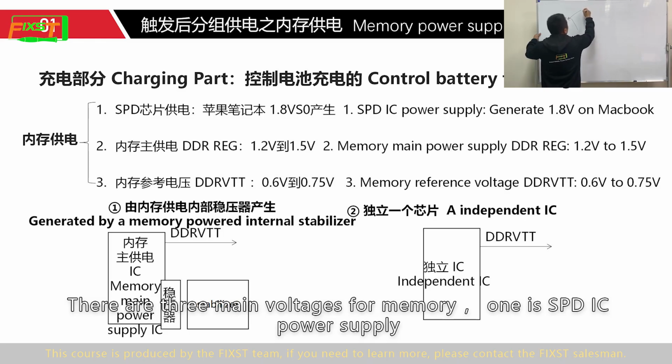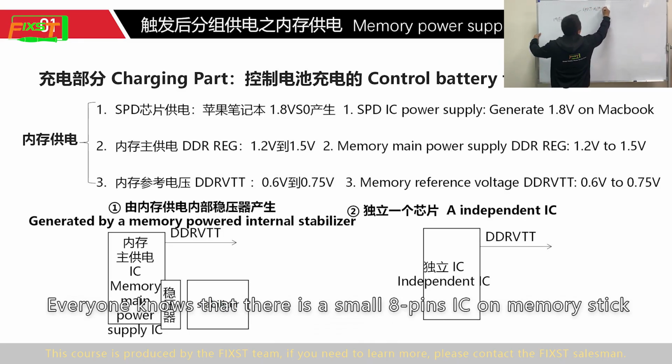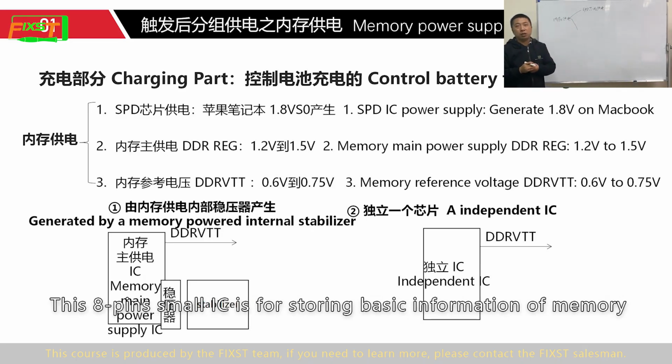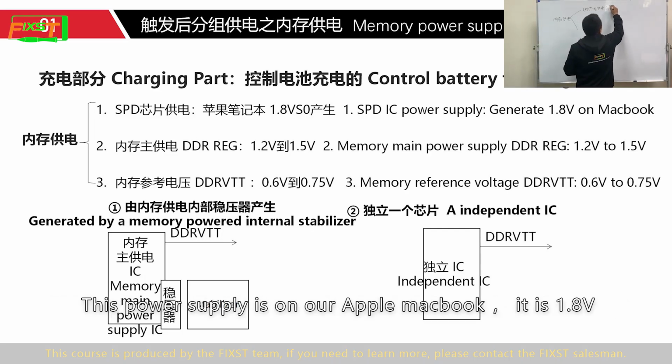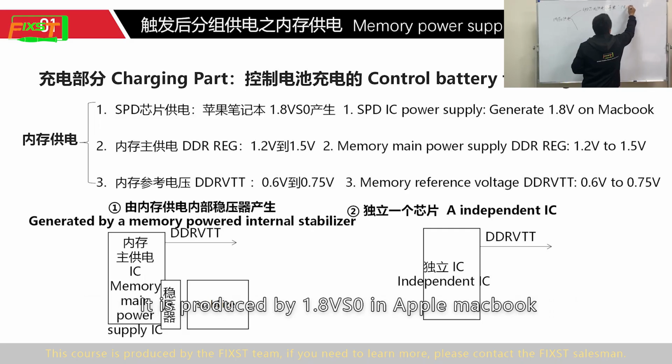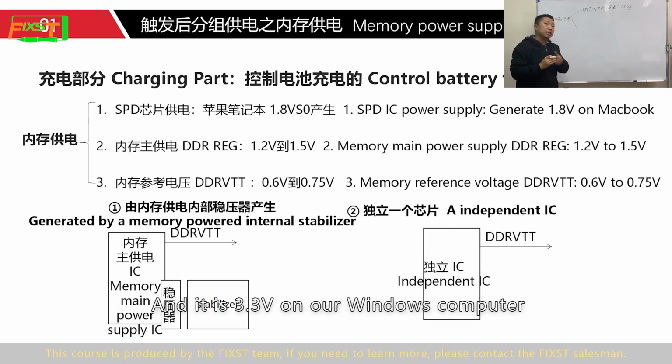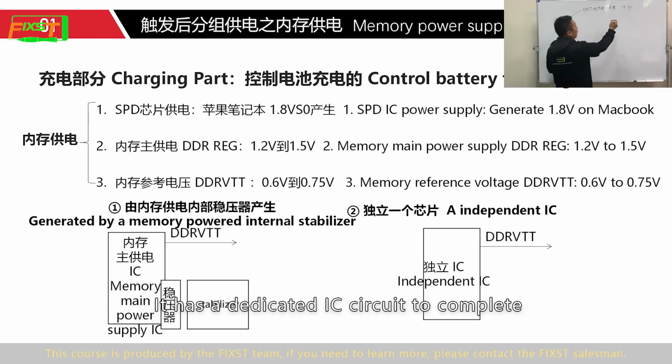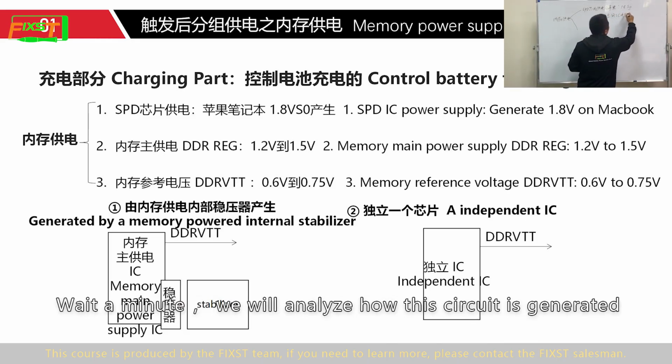There are three main voltages for memory. One is the SPD IC power supply. Everyone knows that there is a small 8-pin IC on the memory stick. This 8-pin small IC stores the basic information of the memory. This power supply on our Apple MacBook is 1.8 volt. It is produced by the 1.8 VSO in the Apple MacBook, and it is 3.3 volt on our Windows computer. It has a dedicated IC circuit to complete it. Later, we will analyze how this circuit is generated.